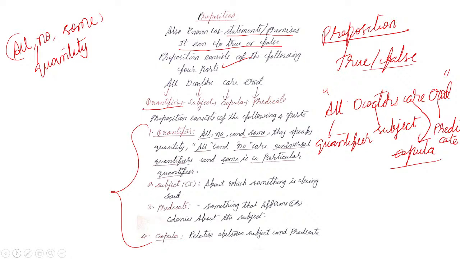All and no are universal quantifiers. All means everything is involved in that, right? That's why all, no, these are called what? Universal quantifiers.